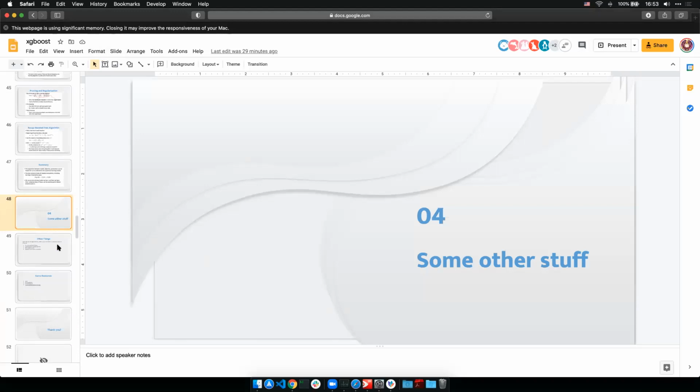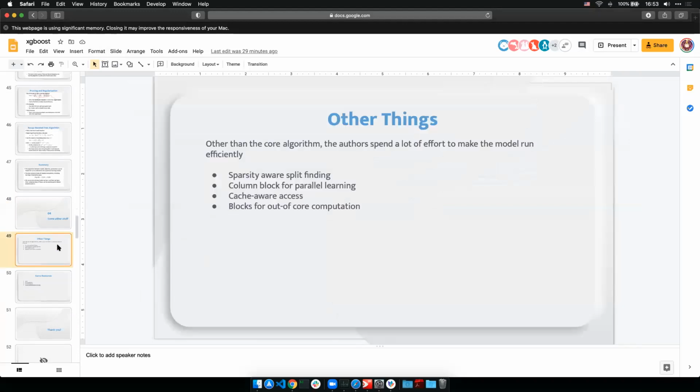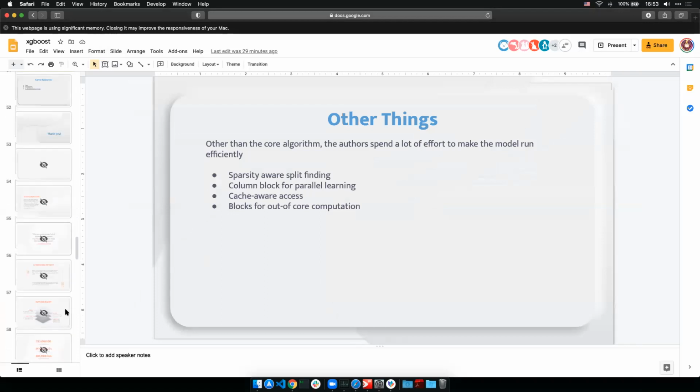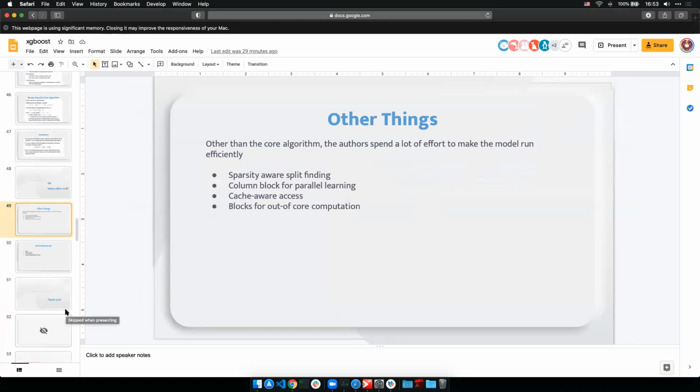All right, so the last section is just some other stuff. We don't have anything else at the bottom. It's just like some templates. So other things is, for what we went through, a core algorithm.